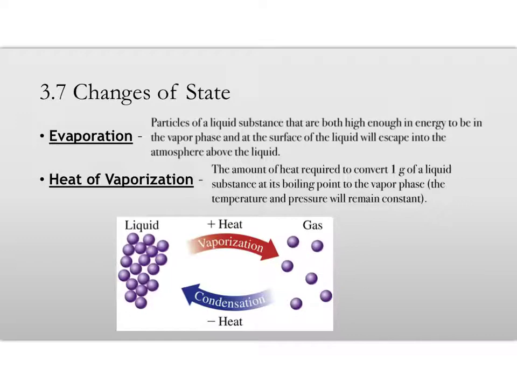out of that solution. The heat of vaporization is defined as the amount of heat required to convert 1 gram of a liquid substance at its boiling point to the vapor phase. And just like with the heat of fusion, the heat of vaporization will not change the temperature or the pressure. So if you take water and you boil it, you can put a thermometer in there. The entire time it's boiling, it's going to stay at 100 degrees Celsius, even though you're adding more energy.